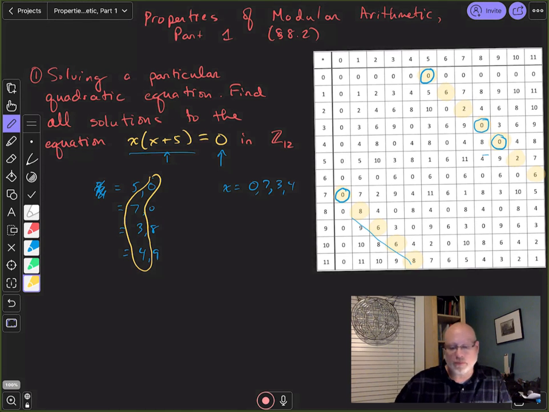It's actually these 4 numbers that we're looking for as our solutions here. It's just that these 4 combinations equal 0 in mod 12. Okay, but those are our 4 solutions. We'll take a look at a couple more questions in the next videos.